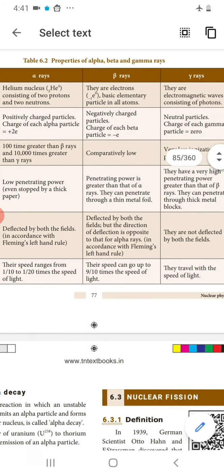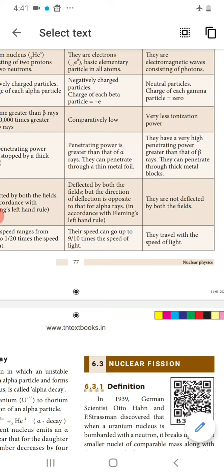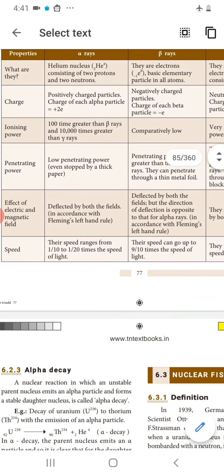And what are gamma rays? Gamma rays are electromagnetic waves consisting of photons. Understood? So alpha ray is a helium nucleus with 2 protons and 2 neutrons. Beta rays are electrons, minus 1 is 0. Gamma rays are electromagnetic waves consisting of photons. Is it clear, children? Next, we'll see about the charge.